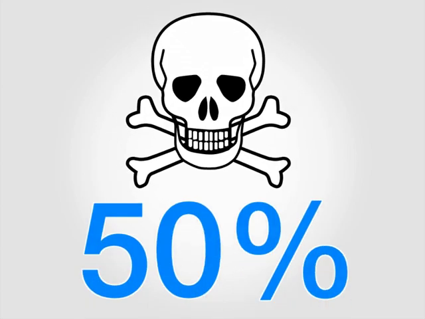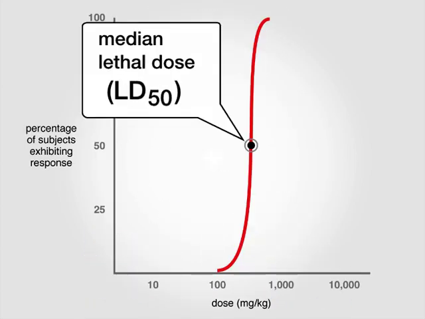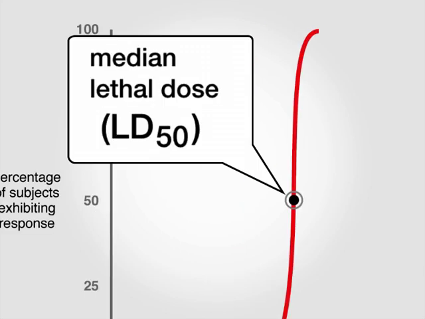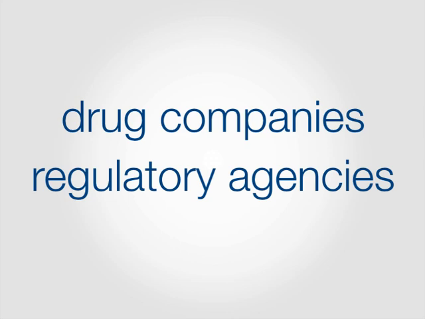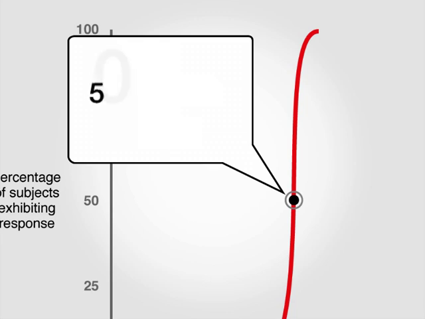The dose that is lethal to 50% of the test subjects is referred to as the median lethal dose, or LD50. LD50 is a very common measure of toxicity used by drug companies and regulatory agencies, and it is calculated by measuring a dose-response curve. The median lethal dose for aspirin is about 500 milligrams per kilogram of body weight.